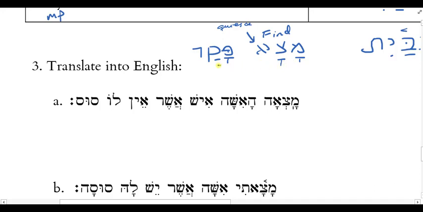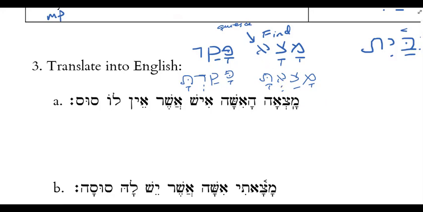And so everywhere I would have had a pathach, I'm going to get a qamets throughout the paradigm in Hebrew. So I would have said pakadta, for example, right? Pakadta, like this. What would this have become? It would have normally been matzata, like that, but the aleph quiesces and loses its vowel pointing, right? And the pathach lengthens to compensate for it.